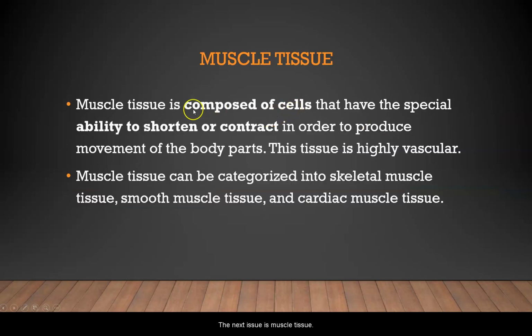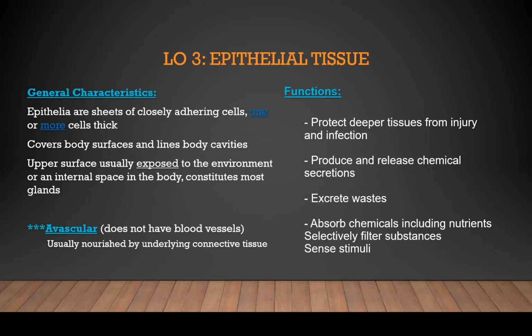The next tissue is muscle tissue. Muscle tissue is composed of cells that have a very special ability to shorten or contract, and this can produce movement of the body parts. Muscle tissue is also highly vascular, meaning that it has a lot of blood vessels. Some different types of muscle tissue: skeletal muscle, smooth muscle, and cardiac muscle. Some of these you are able to move through thinking about them, and others are moving without you having to think about them. But we'll get more into that in a little bit.